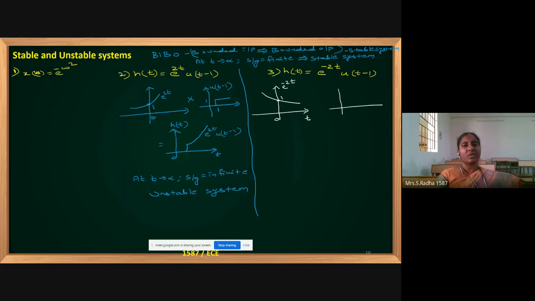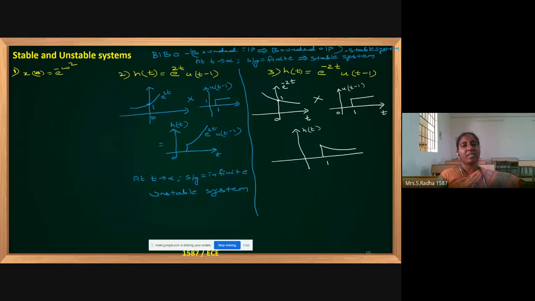U of t minus 1 means right shift 1 unit, the step signal. We are going to multiply these two. For the second signal, to the left side of 1, everything is 0, and 0 into anything is 0. Hence the final signal h of t will come after 1, and it is a decreasing exponential. 1 into anything is the same exponential signal.